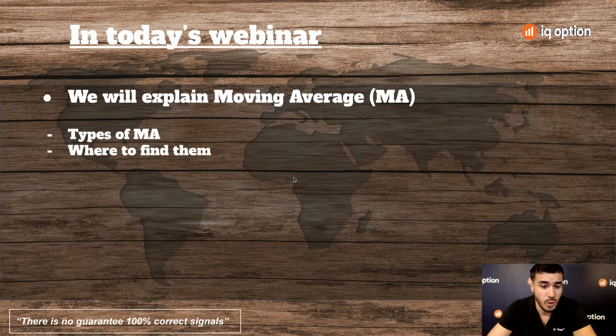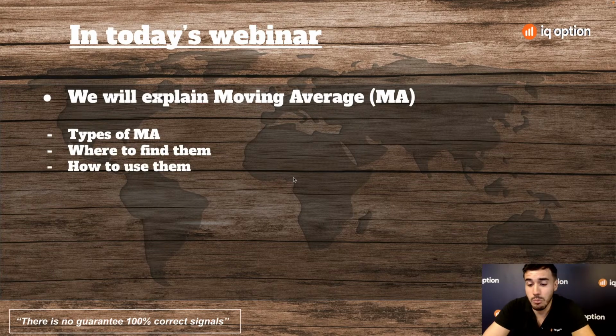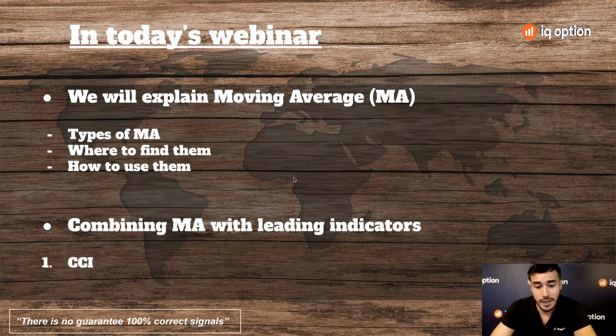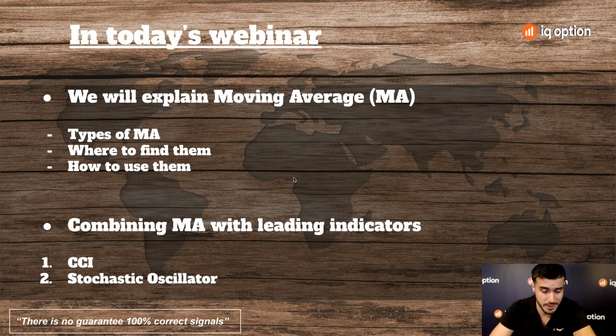So what we're gonna see: what is a moving average, the different types of moving average, where to find them, how to use them in our platform. Now we're gonna combine this moving average with different leading indicators, can be the CCI, the stochastic oscillator, the MACD, the RSI, any. Moving averages are already included in many different indicators.